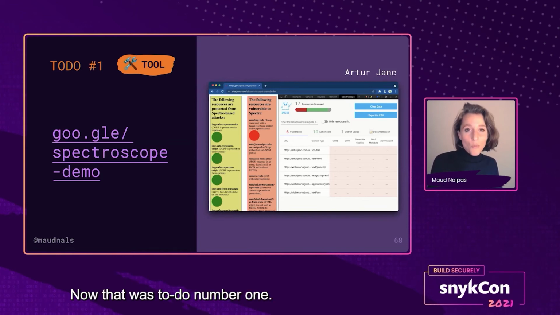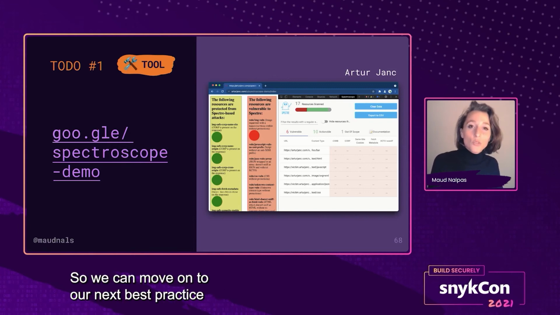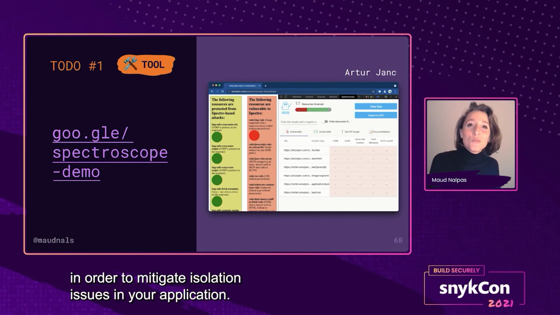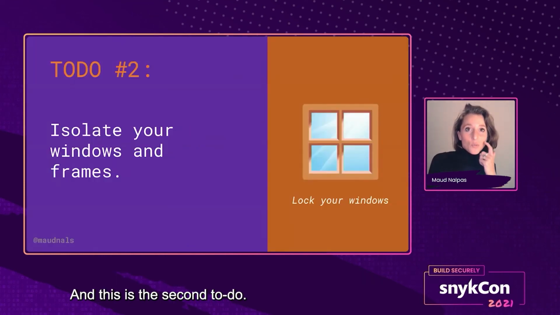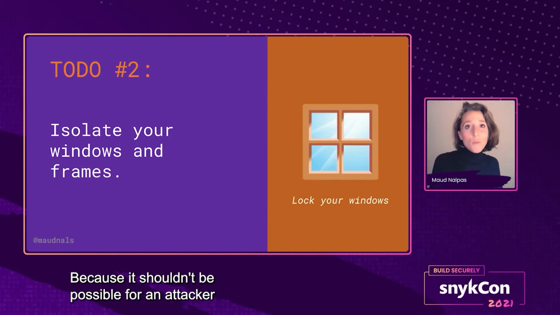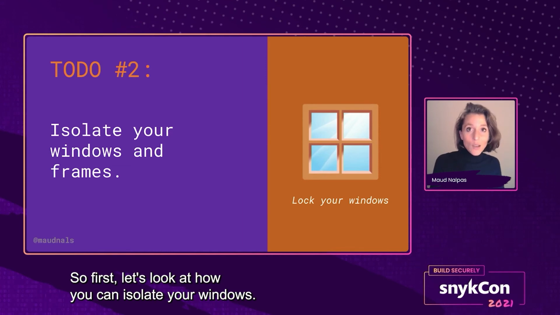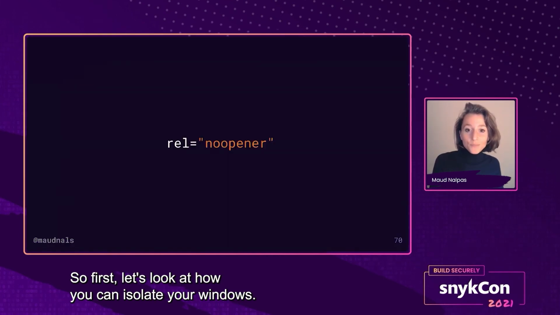Now, that was to-do number one. You know what to do to protect your resources. So we can move on to our next best practice in order to mitigate isolation issues in your application. And this is the second to-do: isolate your windows and frames. Why? Because it shouldn't be possible for an attacker to open your site as a pop-up or to just embed it as an iframe. So first, let's look at how you can isolate your windows.